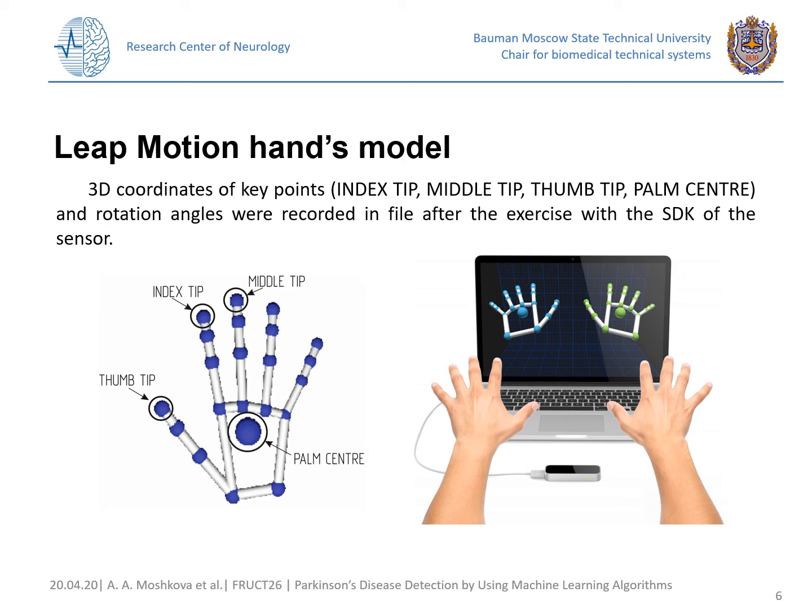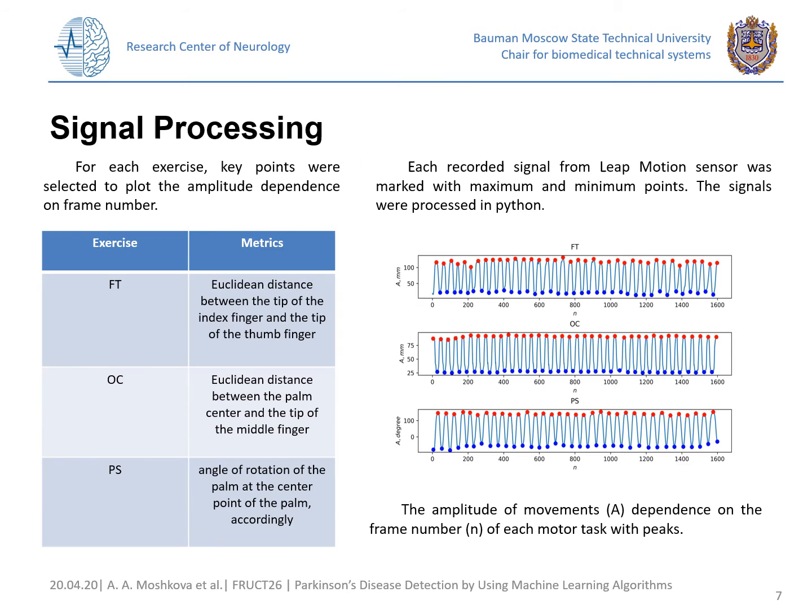LeapMotion allows to obtain the rotation angles and key points coordinates in 3D space. For each motor task, the plot of the dependence amplitudes movement of the frame number was plotted by calculation. For finger tapping, Euclidean distance between the index fingertip and thumb fingertip. For open-closing, Euclidean distance between the middle fingertip and palm center. For pronation-supination, angle of rotation of the palm center.